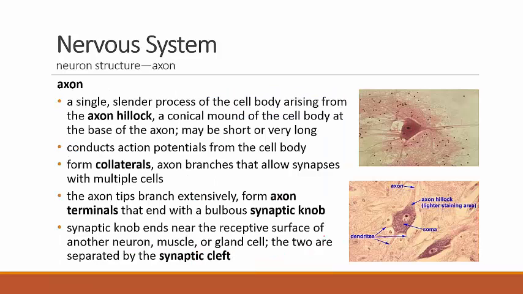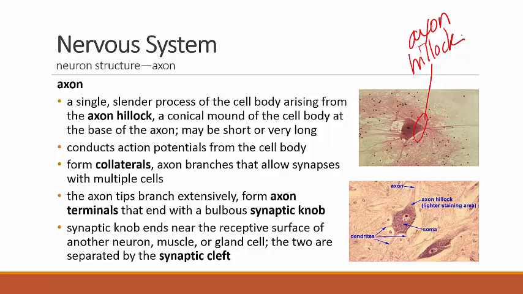The other kind of process that extends from the cell body is the axon. There's only one axon per cell body. So it's a single, very thin, slender process that arises from a mound on the cell body. And there we can see this mound called the axon hillock. A hillock would be like a little hill. So the axon hillock is the region of the cell body where the axon arises from the cell body.